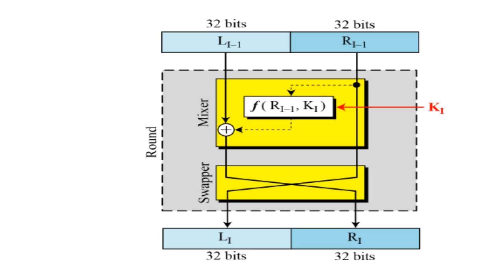We can assume that each round has two cipher elements in between, the mixer and the swapper. The swapper is obviously invertible. It swaps the left half of the text with the right half and vice versa. Whereas the mixer is invertible because of the XOR operation. All non-invertible elements are collected inside the function f(Ri-1, K1). So these are the two cipher elements of each round, and this is a round in DES at the encryption side.